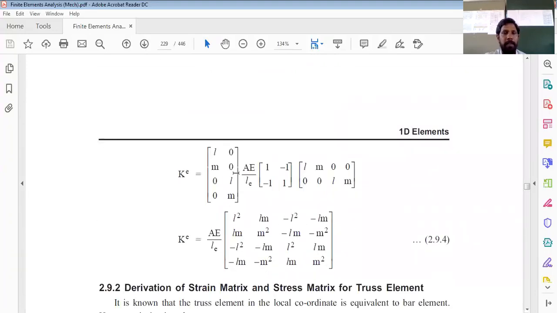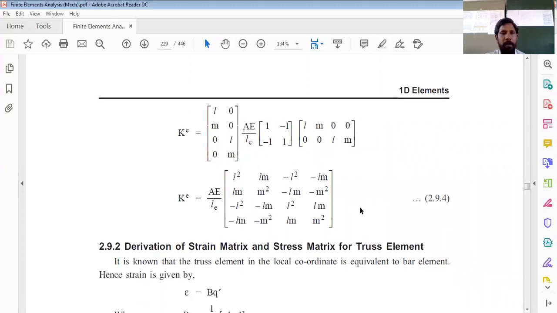Here L transpose is the transpose of the transformation matrix, K dash is the stiffness matrix of truss in local coordinate system, and L is again the transformation matrix. So if we multiply these three matrices together, first the transpose of L with the stiffness matrix in local coordinate, then the resultant with the transformation matrix, we get Ke as AeEe by Le times the matrix [l^2, lm, -l^2, -lm; lm, m^2, -lm, -m^2; -l^2, -lm, l^2, lm; -lm, -m^2, lm, m^2].